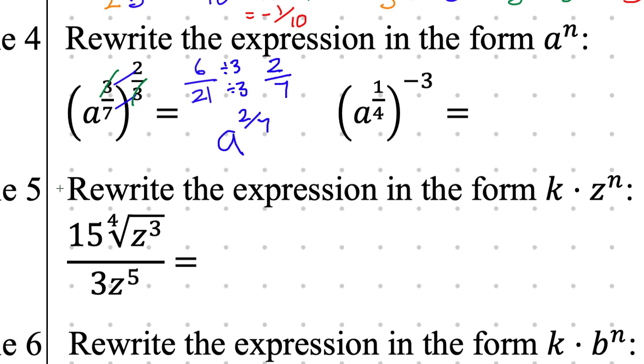Question, Anna? Why are we dividing by 3? We're just trying to reduce that fraction. Reducing the fraction 6 over 21 has a greatest common factor of 3. Yeah, good question.